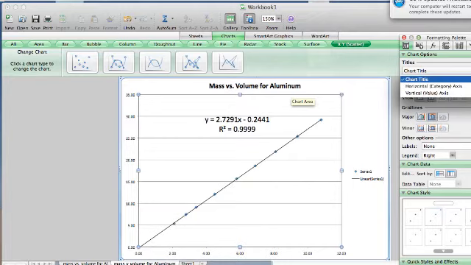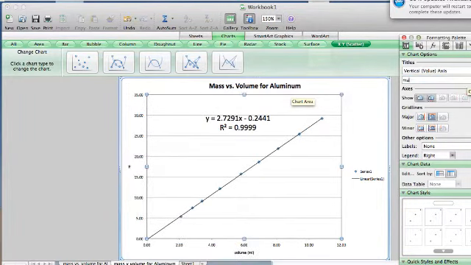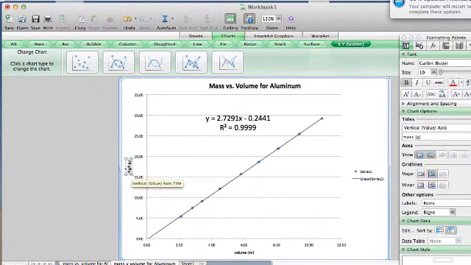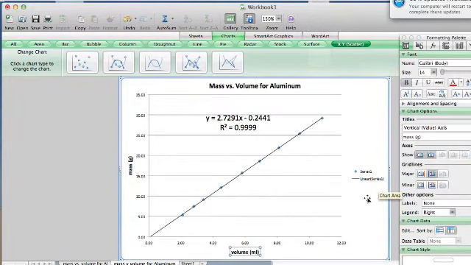I also need to label my x and y axis. So my horizontal category axis is my x-axis, and that is volume. My units are in milliliters. And my vertical value axis was mass, and my units were in grams. So now I have my labels on my charts. If I want, I can highlight that, and I can increase the font size again to make it larger, so it can be read more easily.